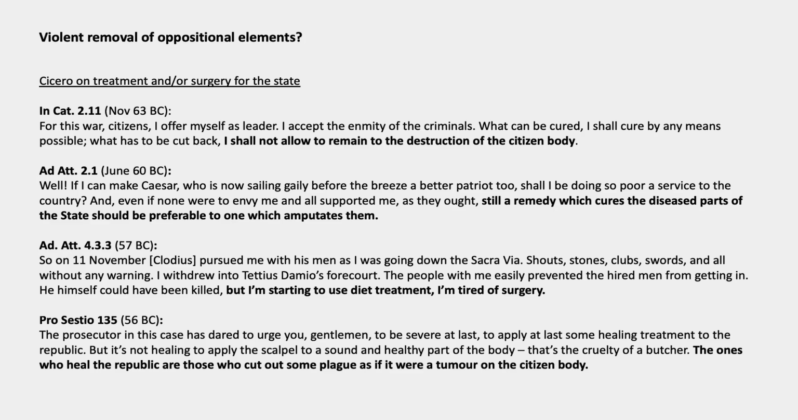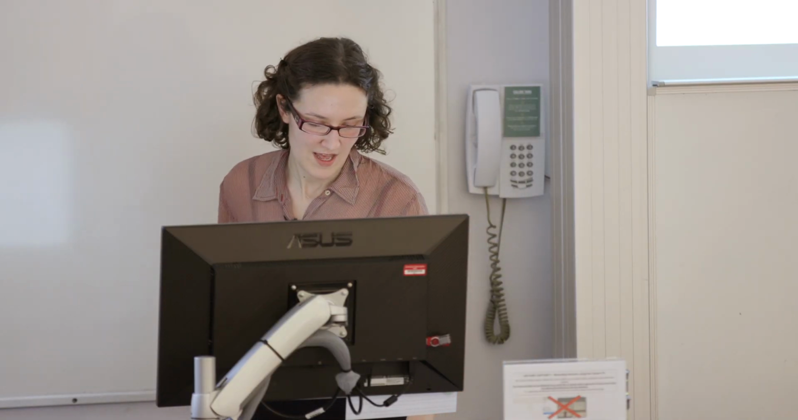However, in 60, he says, "Remedies which cure diseased parts of the state ought to be preferable to ones that amputate them." And then again in 57, "I'm starting this diet treatment. I'm tired of surgery." However, the next year, the ones who heal the Republic are those who cut out some plague as if it were a tumour on the citizen's body. Sounds quite a lot like the Ides of March in a sense.